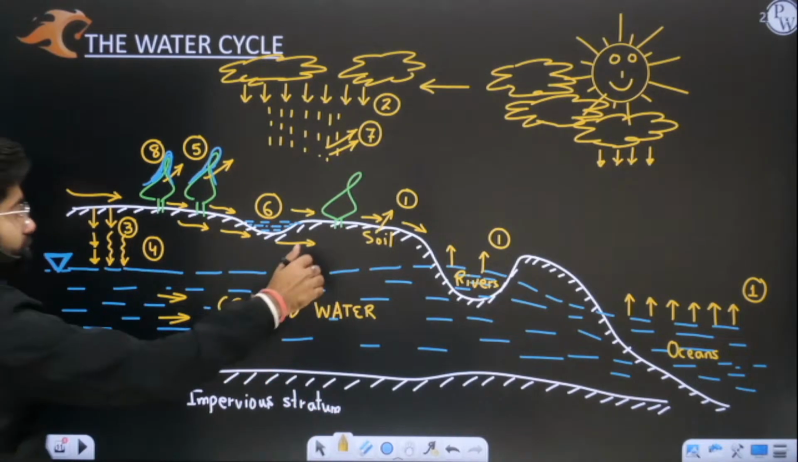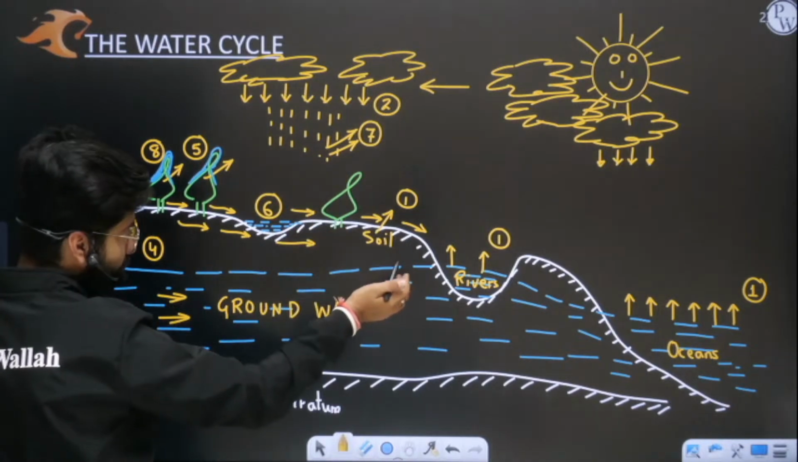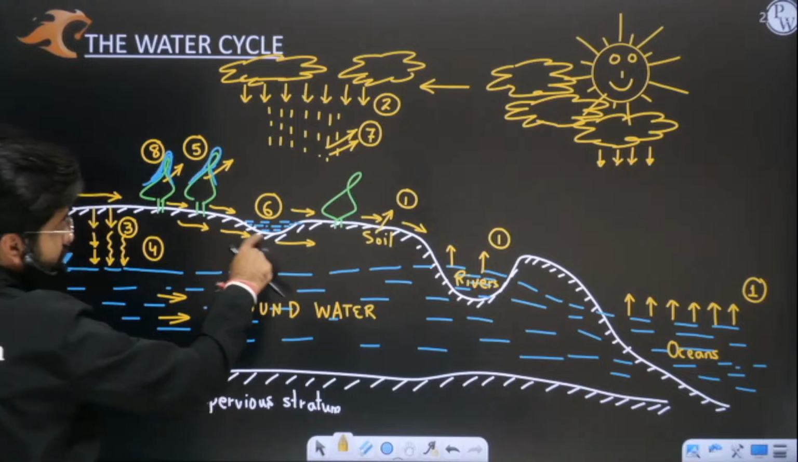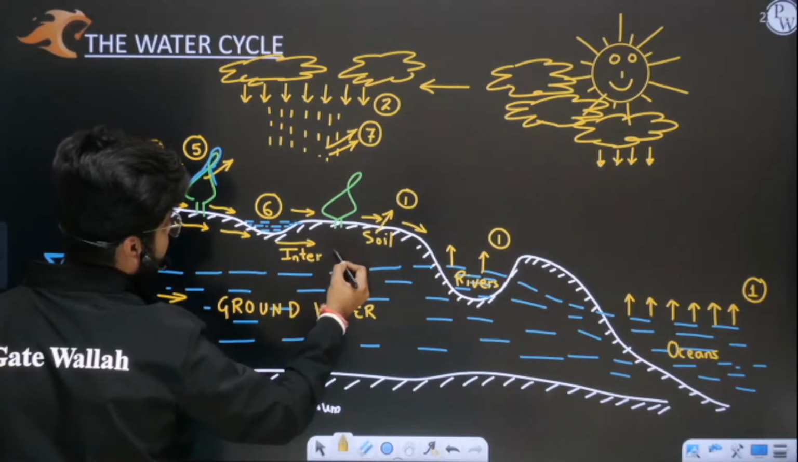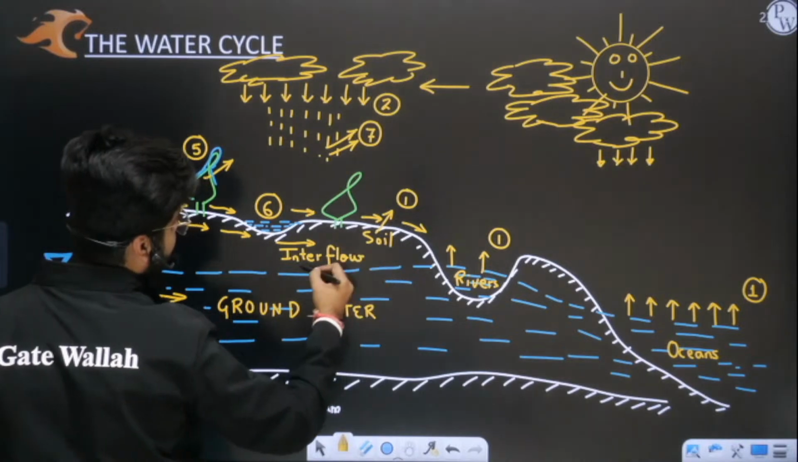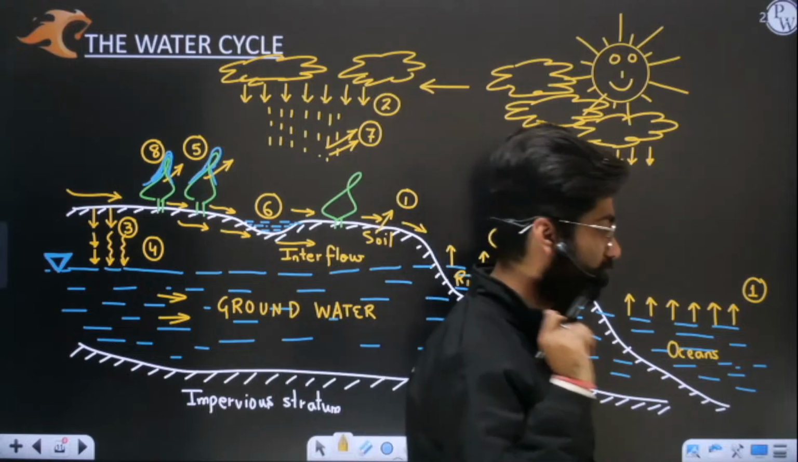Yes or no? So the water which is above land is overland flow, and the water which is flowing just below the surface is your interflow. It is interflow, or you can say subsurface flow, because it is below the surface. Yes or no?